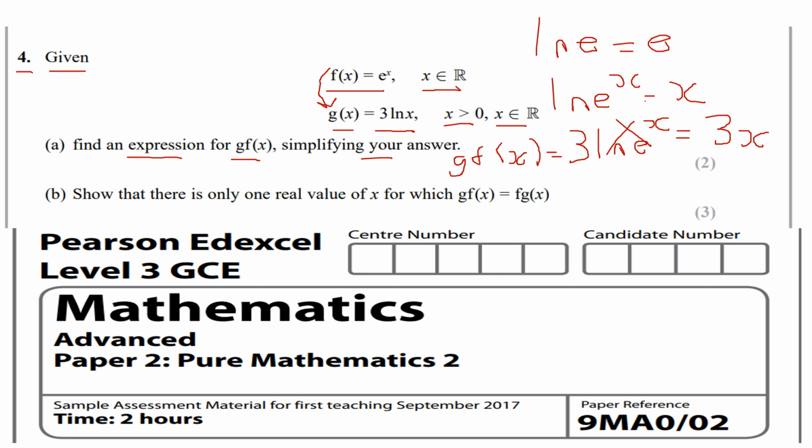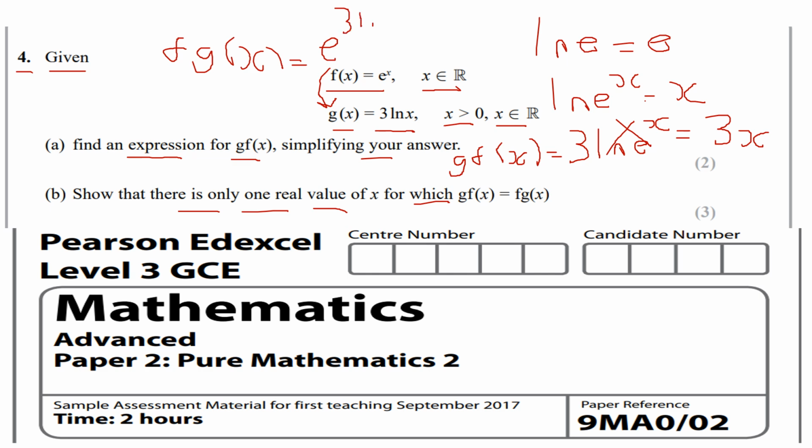What about part B? It's slightly trickier. Show that there is only one real value of x for which g of x is equal to fg of x. So what is fg of x? I'm taking g of x and plugging it into f. And when I do this, I'm going to have e to the power of 3 log x.